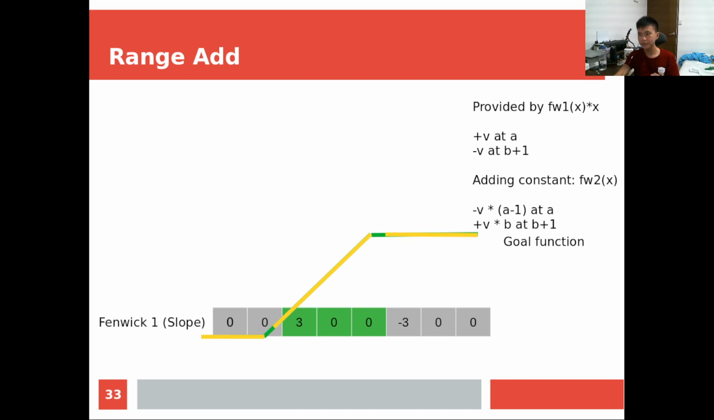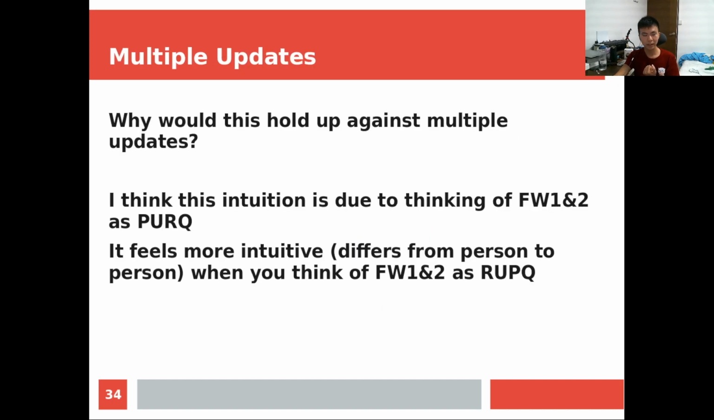Yeah. So I'm sorry if that was a bit circular and confusing. I encourage you to step through these slides at your own pace. So one question that I had myself when I did it was, why would this hold up against multiple updates? It wasn't really clear to me, but it became more intuitive when I started thinking of the Fenwick trees as range update point queries rather than point update range queries.